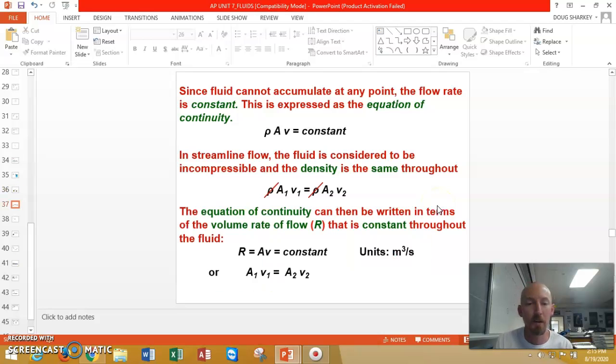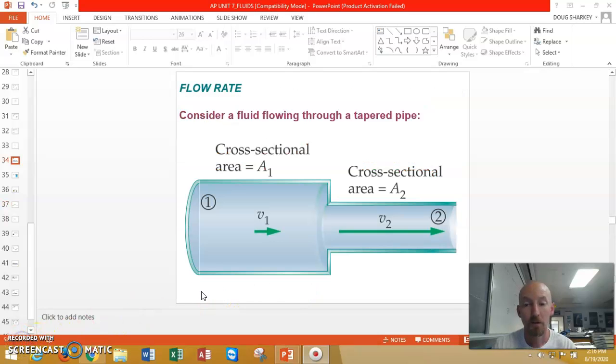And so what happens is we call this continuity. What it basically says is the area times velocity in one part of your pipe is equal to area times velocity in the other part. So if you have a large section of pipe, then the area is big, but the velocity is going to be less. If you have a small section of pipe, then the area is smaller, so the velocity has to go up.